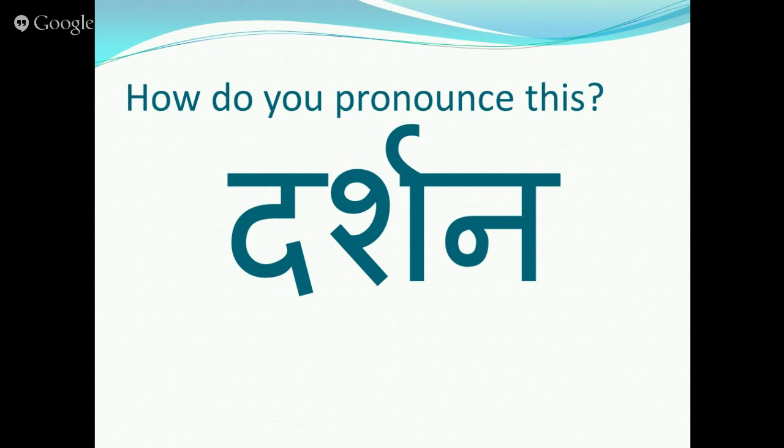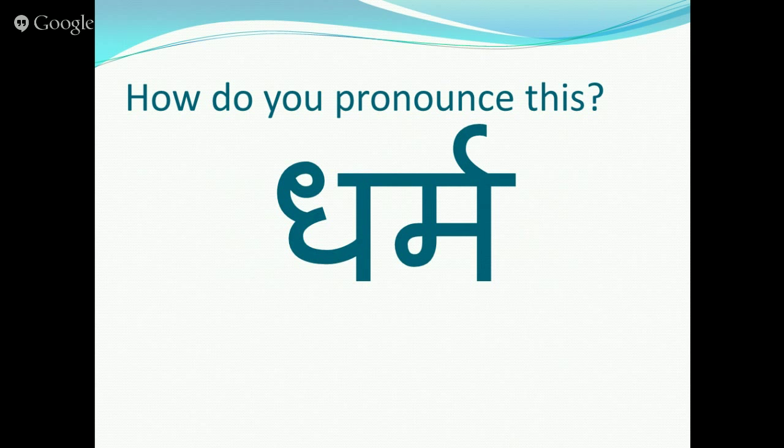How would we pronounce this? Can we break this up into more than one syllable? Yes, we can. So where would we start? At the conjunct. So the first syllable would be dar, and the second syllable would be shan. So this would be pronounced darshan. Not darashan, but darshan, because we got rid of the a.